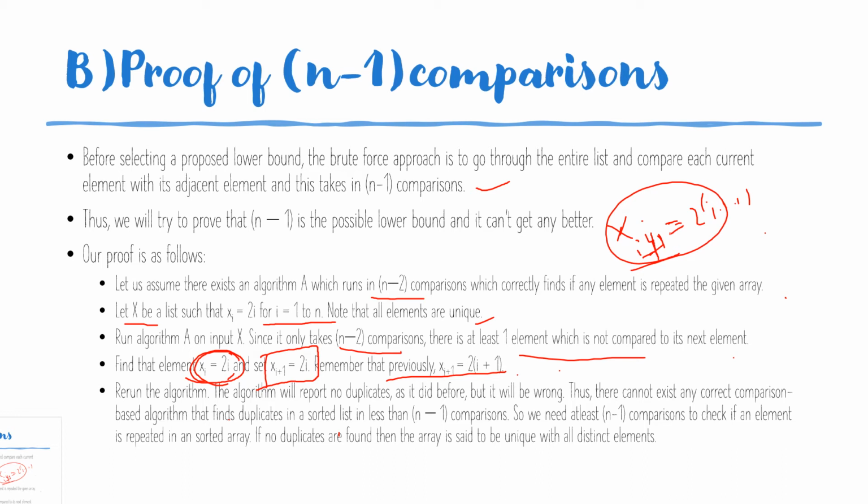So simply I can say that there cannot exist any correct comparison based algorithm which can find duplicates, that is, repetition, in fewer comparisons. So we need at least n minus 1 comparisons to show that there are no duplicates in the sorted array.